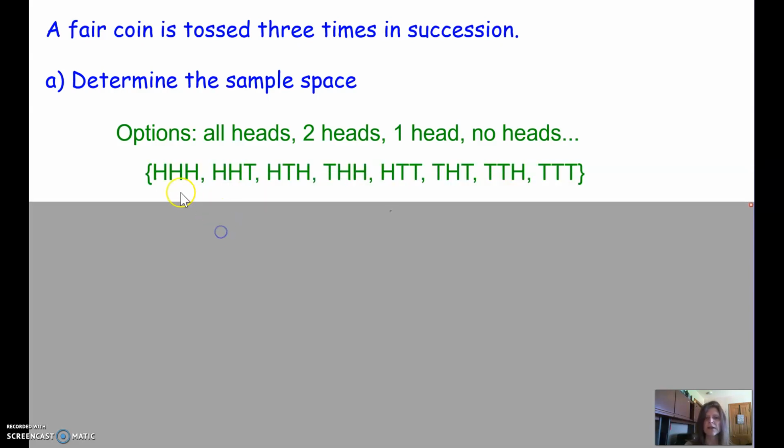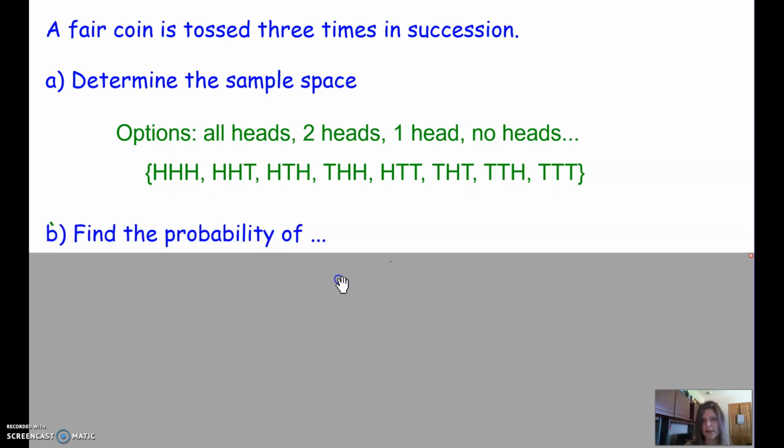So specifically, I'm going to use H's and T's. So I have all H's for all heads. I could have 2 heads where I have the tail in the last, the middle, or the first position. I could have just 1 head where it's the first flip, the middle flip, or the last one. And I can have no heads so that I have TTT, all tails. All right, so that's my sample space. If I count those up, that's a total of 8 outcomes. That's going to be the denominator for all of our probabilities.